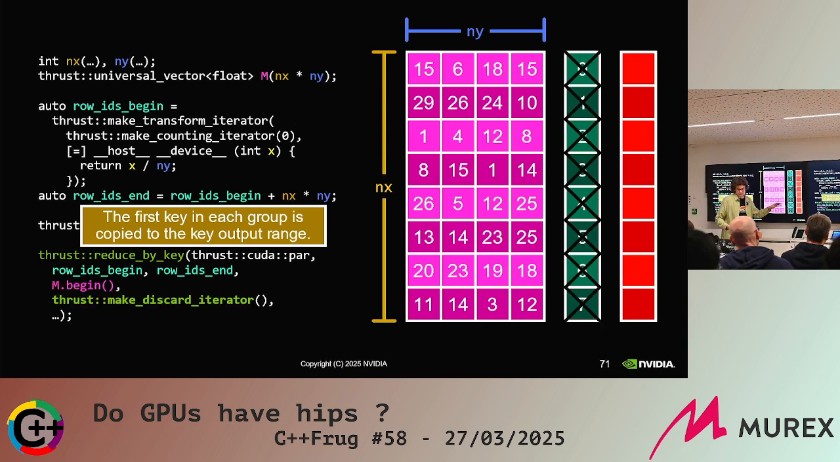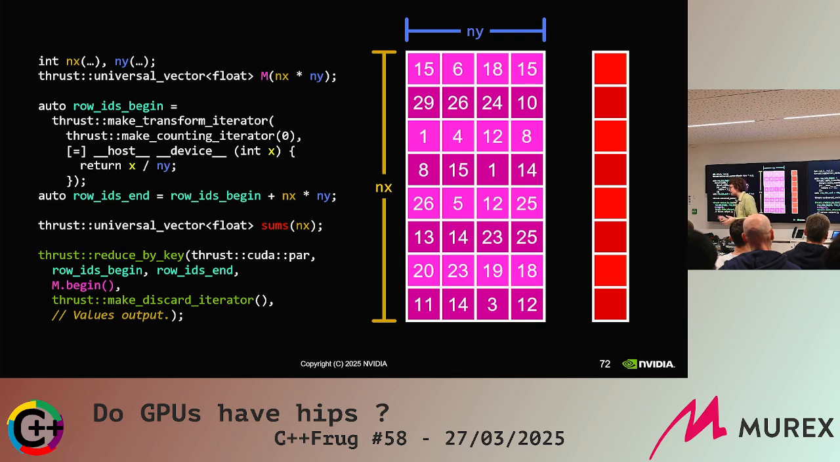But in our case, we don't actually need the output keys. They'll just be the same as the index of each sum in the sums vector. So we can use this other thrust iterator, thrust discard iterator, to just ignore that output. So when you dereference a thrust discard iterator, it returns a special object that just does nothing when it's assigned to. So you can use this to ignore an output to any of these algorithms.